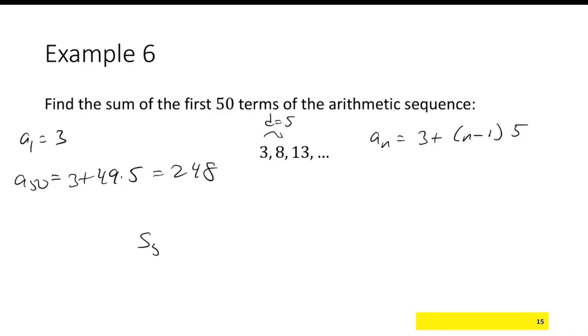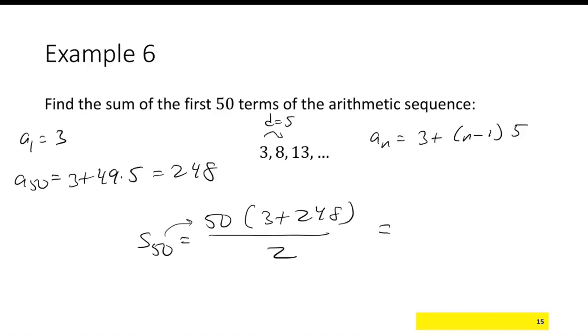And so the first 50 terms is going to be 50 times 3 plus 248 divided by 2. And I'll go ahead and let you put it in the calculator, but you get something like 6,275. So you add up the first 50 terms of this sequence, it comes out to be 6,275.